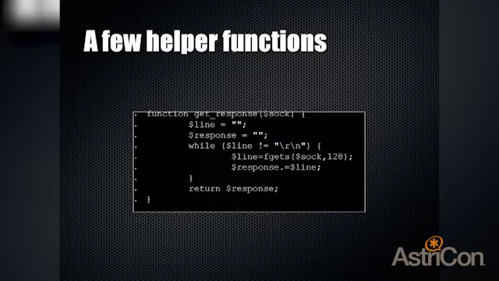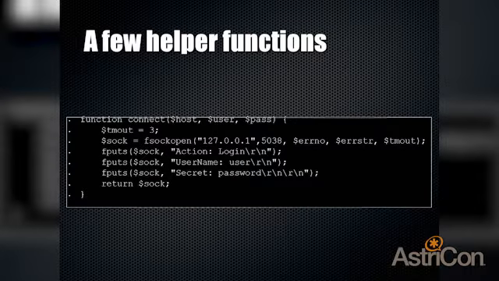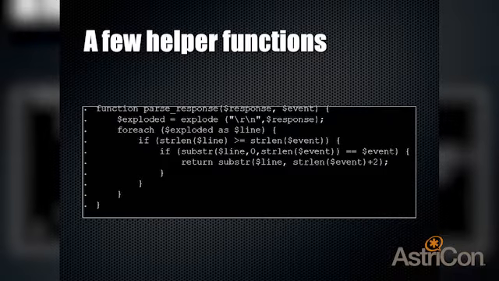One of the things you're going to want to do is probably write a couple of helper functions. This one here is basically what we just had for getting a response. It's going to get a response and go through and look for the end of a new line. Here's another one which is connect, doing exactly the same thing as we did before. We're passing in a host, username and password, and it's returning a socket. And then we've got this one, which is parse response.